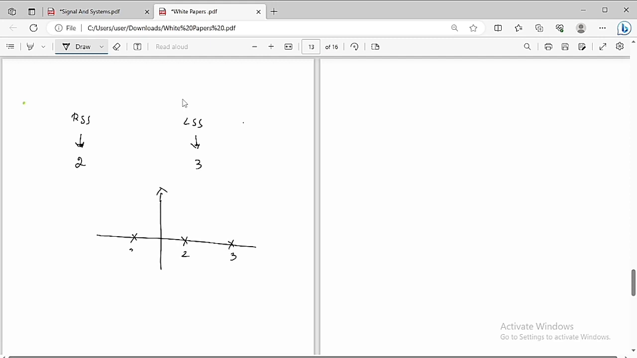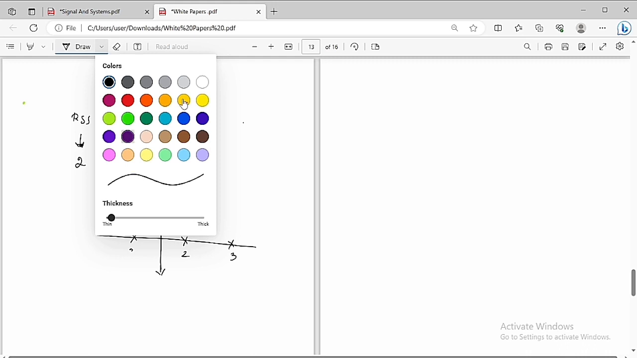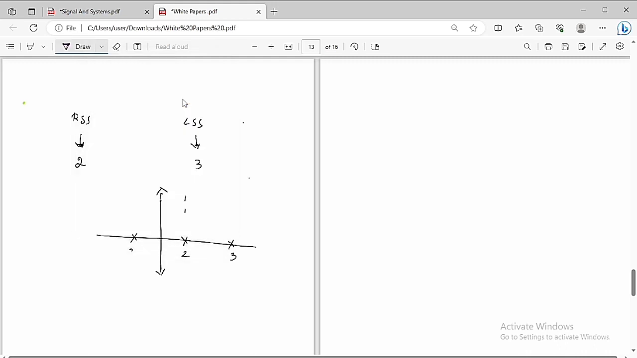Right-sided signal means, I have already told you, the ROC is towards the right side, towards this side. Similarly, for a left-sided signal the ROC is towards this side. So between these, what is the common ROC? This is the common ROC. This is the only common ROC, and this is called a rectangular strip.